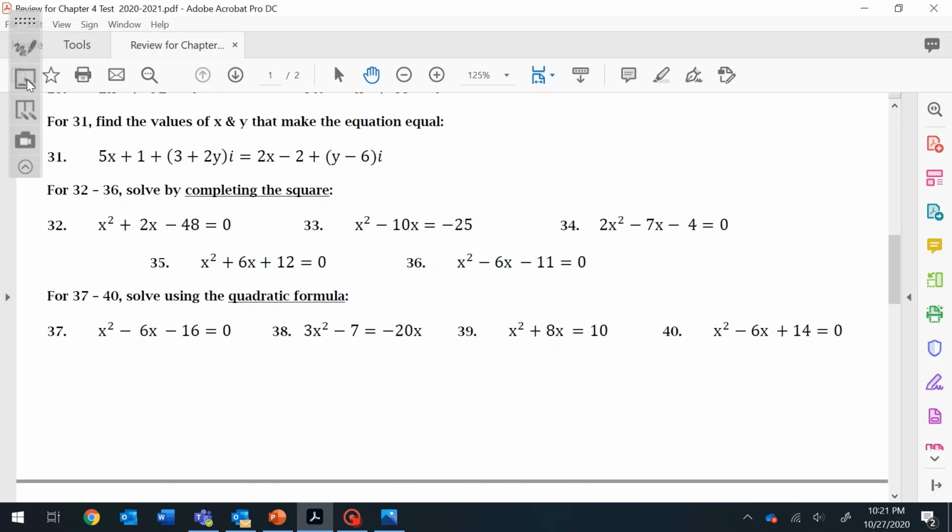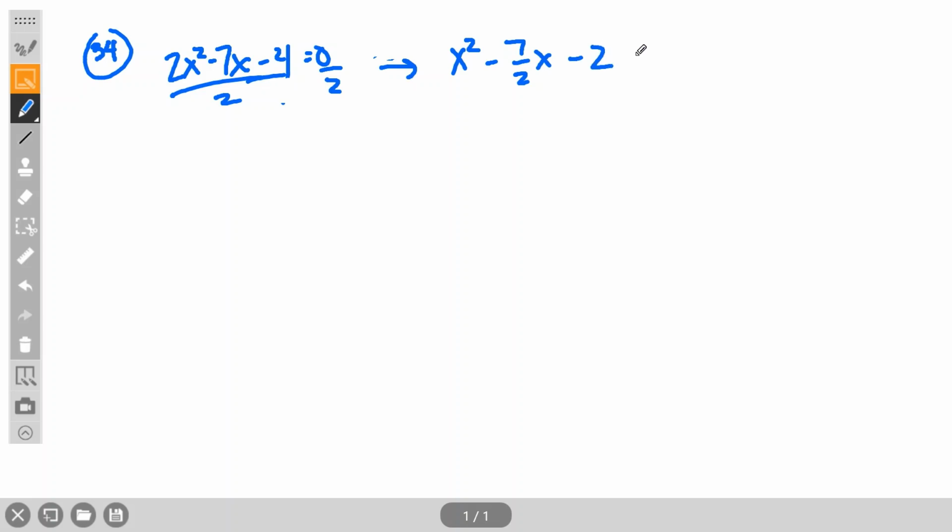34, 2x squared minus 7x minus 4 equals 0. So first the 4 needs to go to the other side. Well actually, let's try that again. Actually the a value is 2, so the first step would be to divide everything by 2 to get rid of the a value. Gives us x squared minus 7 over 2x minus 2 equals 0. Now I can move the 2 to the other side. So I have x squared minus 7 over 2x, and then on the other side I have 2.